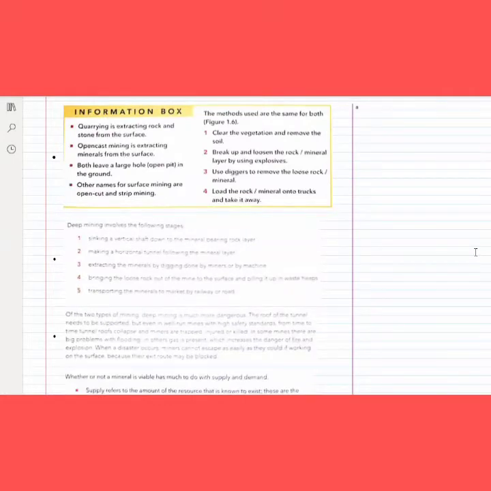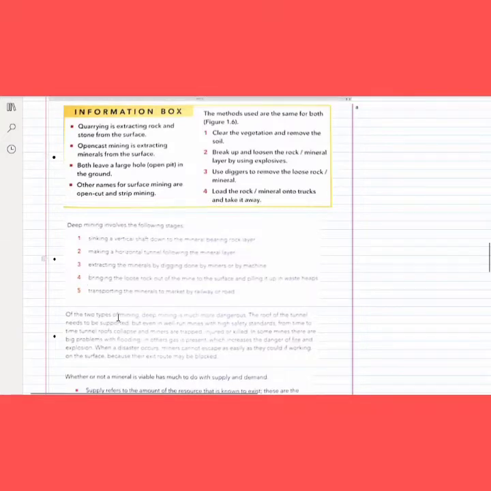So if they're asking about the method of quarrying, the method is going to be the same, but in place of mineral you're going to have rock. But if they're talking about open cast mining, you'll have mineral in the place of rock, okay? Then moving on to the second type of mining that's in our syllabus, subsurface mining, we can say deep mining. Now again, this has some steps that you need to write in chronological order.